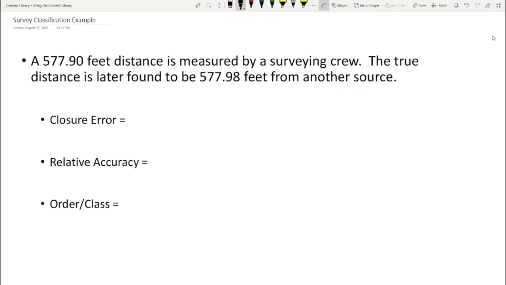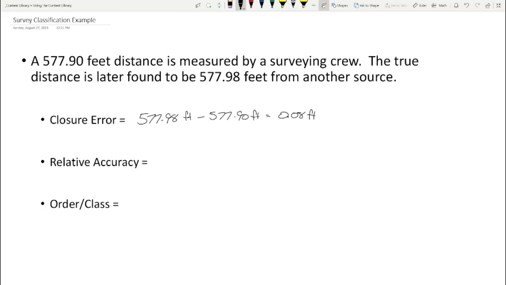0.08. It's just a difference, right? So we'll just do this like this. Okay, so that's the error. That's the closure error. Now, what is our relative accuracy?